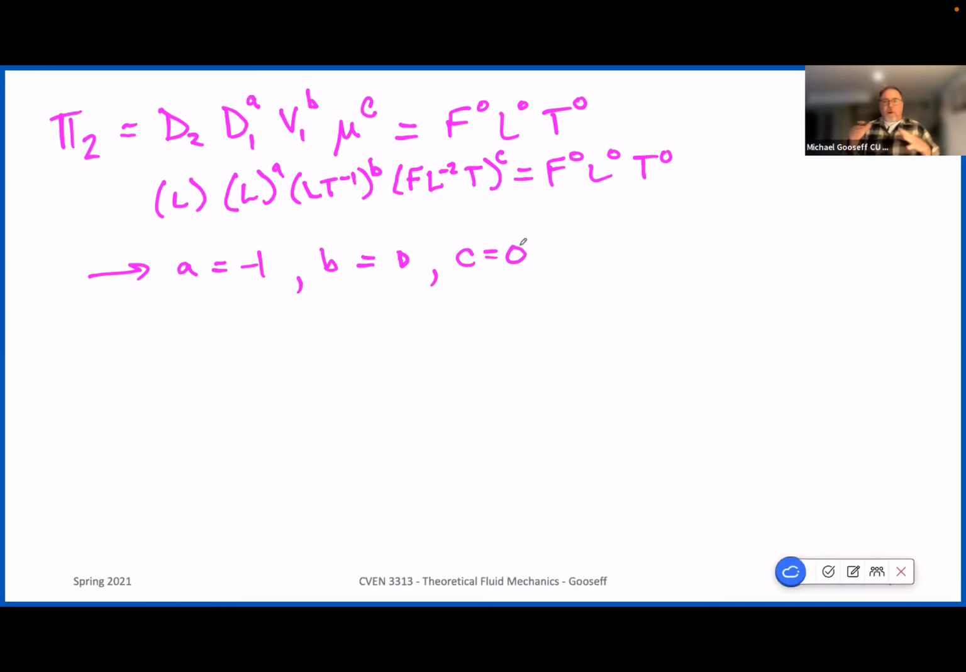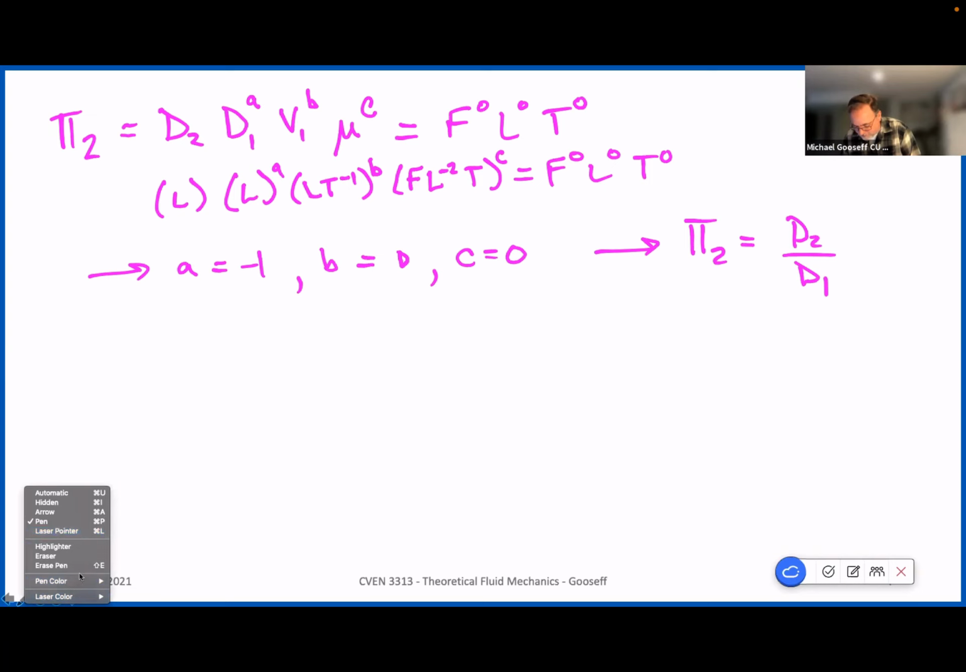So I'm skipping the part of creating those three equations and three unknowns. But what this boils down to then is that pi 2 comes out to be D2 over D1. And of course, both of those are length, and so dimensions of length. So that pi 2 is a dimensionless number, right? We can identify that pretty easily without having to do any math to figure that out.